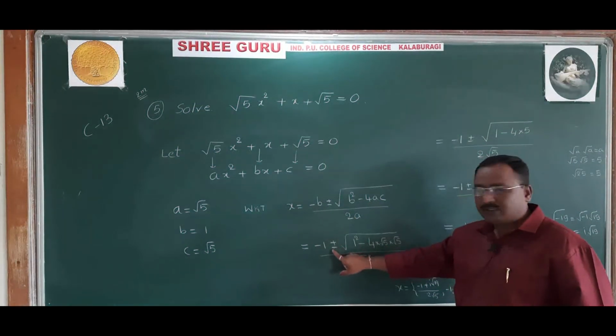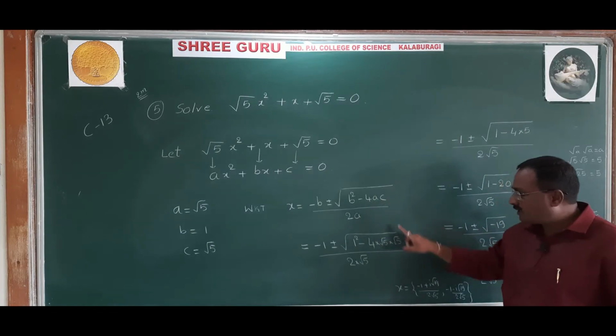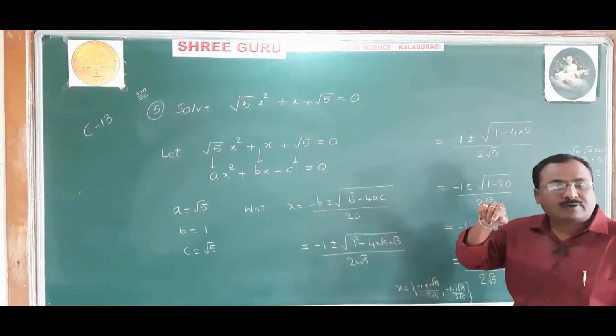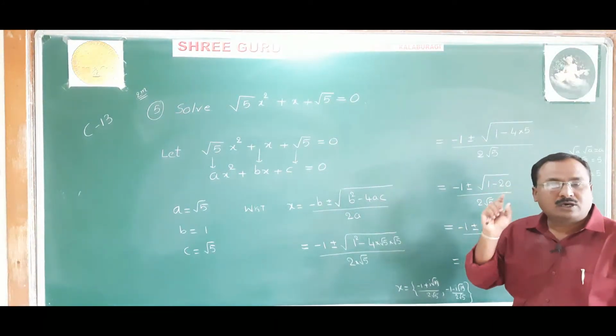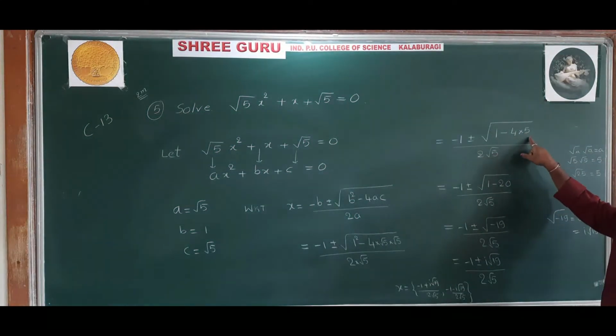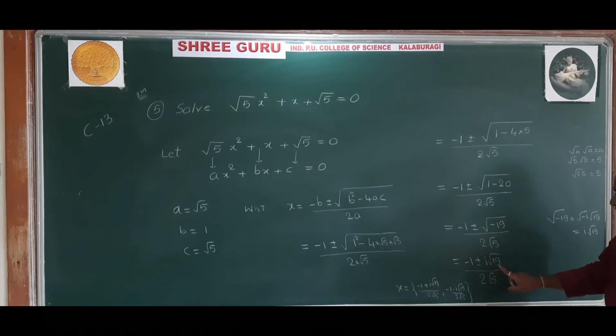b value is what? 1. Substitute, 1 square, 4 as it is, a is what? Root 5, c is what? Root 5. That is root 5 square, and square and root get cancelled, otherwise root 5 square is what? 5. Here 1 minus 4 into 5, 1 minus 4 into 5 is what? 20. 1 minus 20 is what? Minus 19. Understood? Minus 19. Here negative take outside, that is imaginary i, root 19. One is positive, one is negative. That is the two roots.